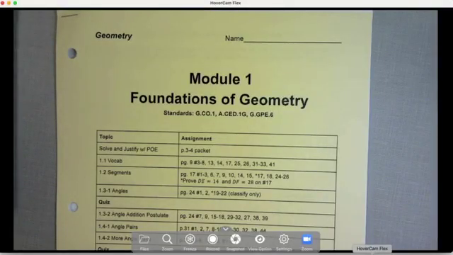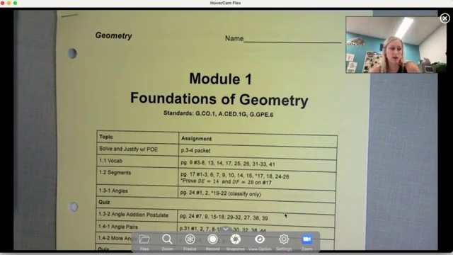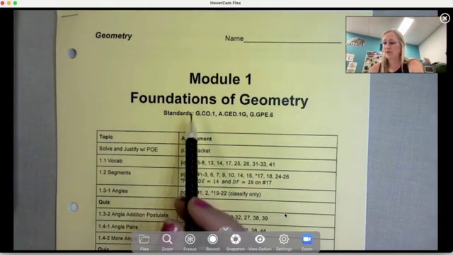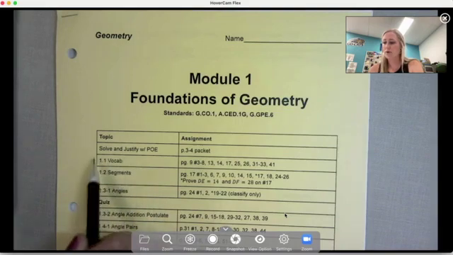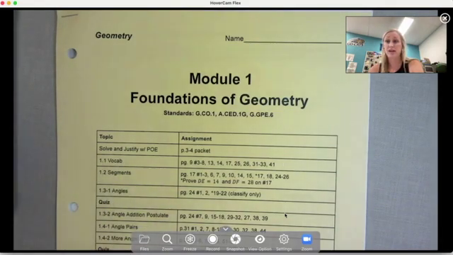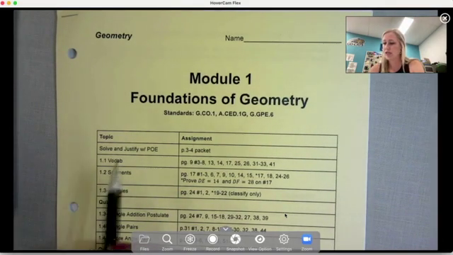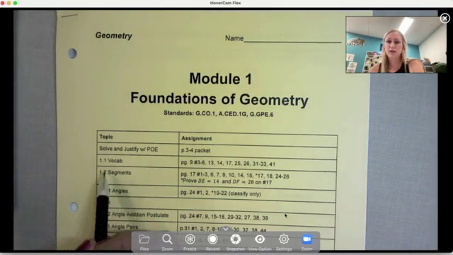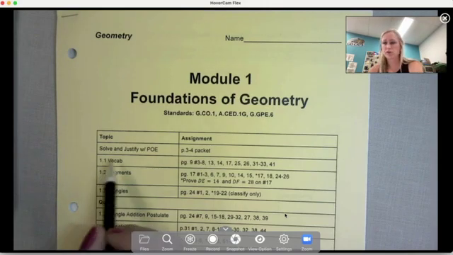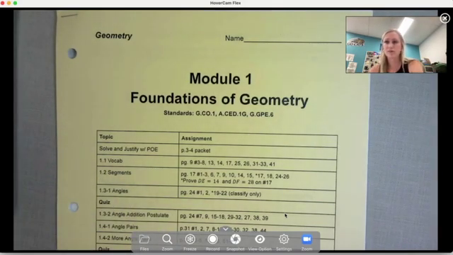Hi guys. In this video, we are going to be looking at our very first section, or I should say actually the second section in our Module 1 packet. So I'm going to go over how we define different terms in geometry. We're going to be doing quite a bit of vocab in this first unit, and we do a little bit throughout the year, so it's going to look really similar to what I'm going to show you in this video throughout the year in geometry.